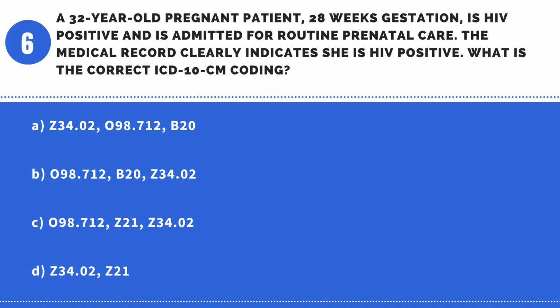Question 6. A 32-year-old pregnant patient, 28 weeks gestation, is HIV positive and is admitted for routine prenatal care. The medical record clearly indicates she is HIV positive. What is the correct ICD-10 CM coding?